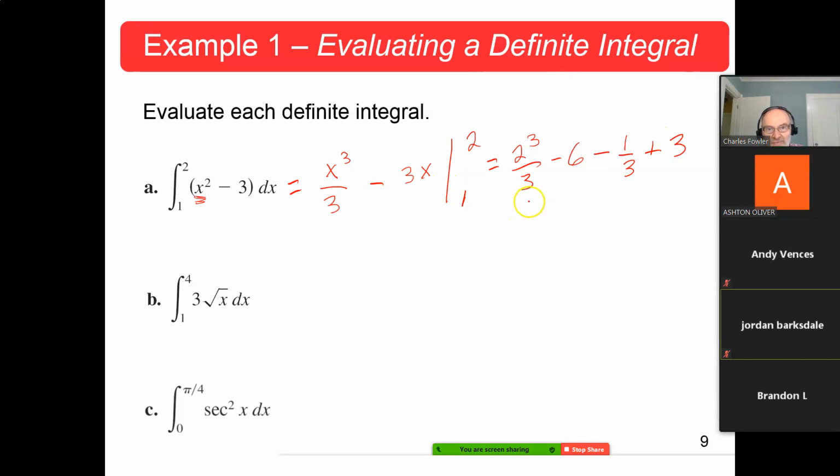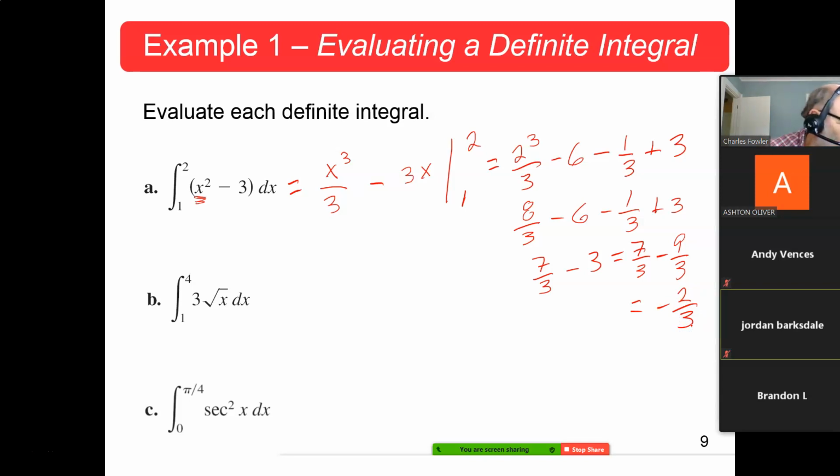Okay, so what does this give you? 8 cubed, 8 thirds, I can't talk, minus 6, minus 1/3, plus 3. Well, 8 thirds minus 1/3 is 7 thirds, minus 6 plus 3 is minus 3, and that would be 7 thirds minus 9 thirds, because 3 is 9 thirds. That should be negative 2 thirds. Let's see how the book did. Yes, they got it right.